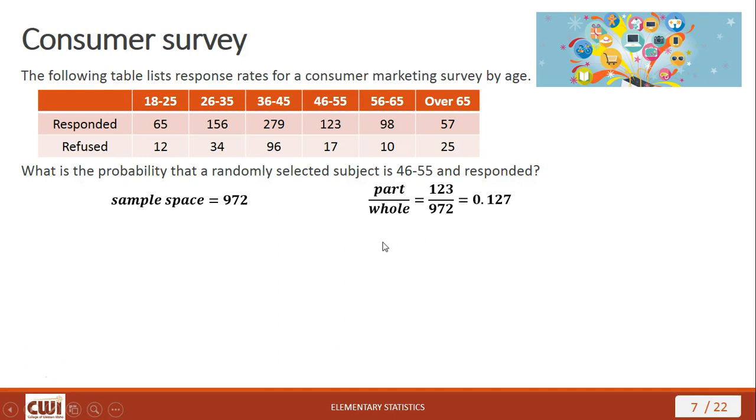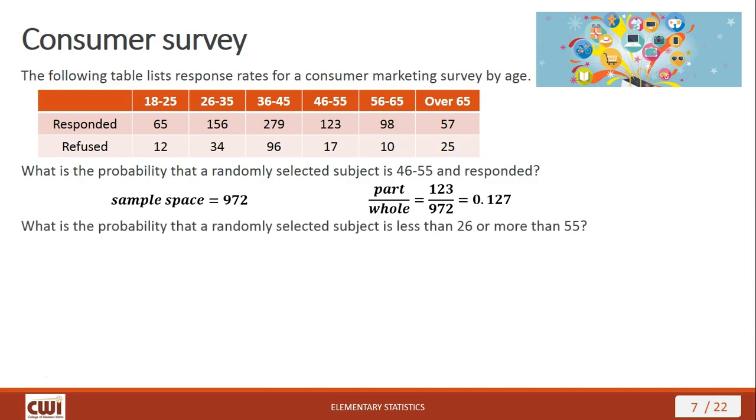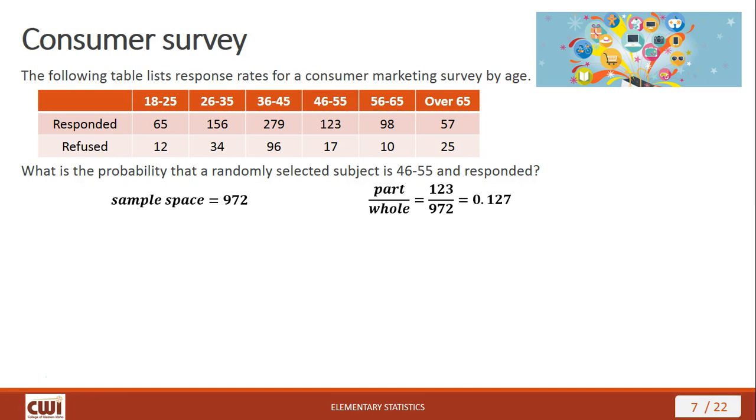Where does the 123 come from? Well, notice the 123 is coming from this part of the table right here. These are the subjects who are 46 to 55 and they responded to the survey. So this is our part divided by the whole gives us the probability 12.7%.